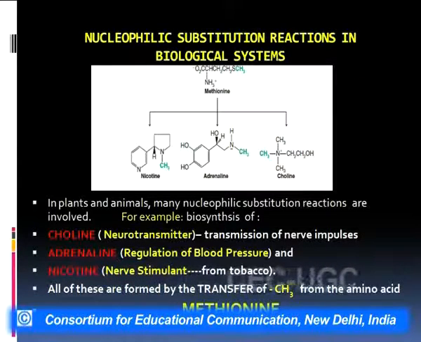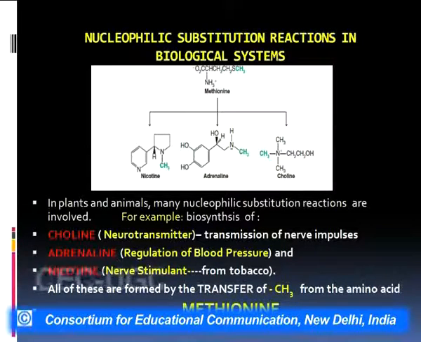Nucleophilic substitution reactions are not only involved in animals, they are also involved in plants. Choline, for example, is a neurotransmitter. It is not only important in animals, it is also important in plants. We've seen the phenomenon of the touch-me-not plant. If we touch it, the leaves withdraw. That is, they shrink, it goes into itself. What is happening there? Choline, which is a neurotransmitter there, is transferring the impulse, and it is shrinking.